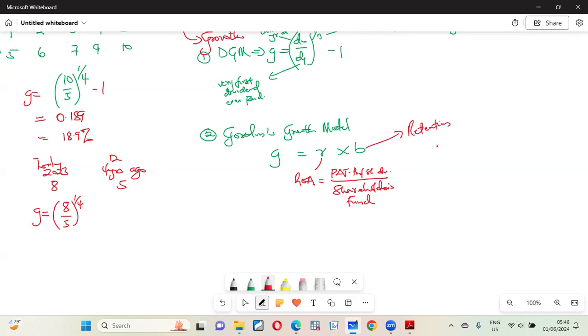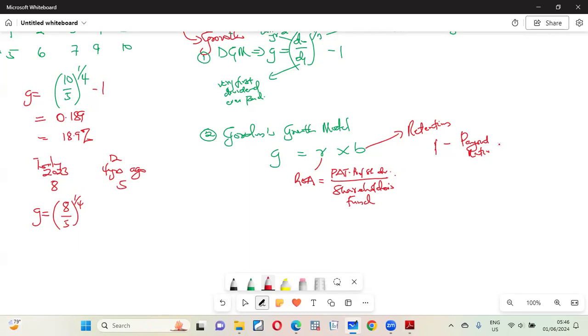Retention is obtained by 1 minus the payout ratio. You see, the answer you get is in percentages. This one, percent. This one, 2%.